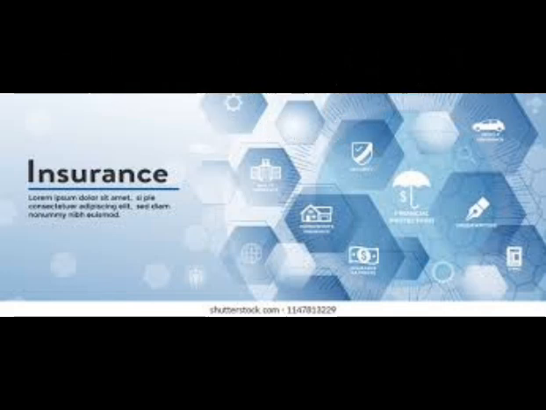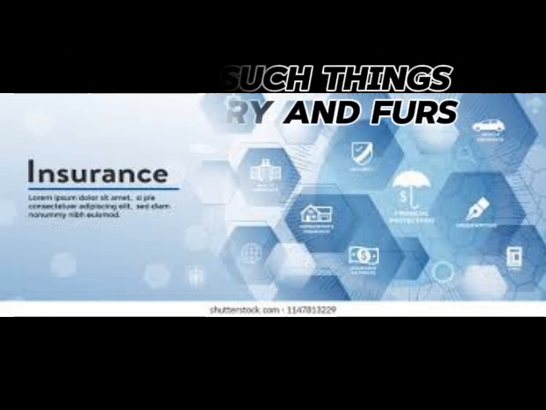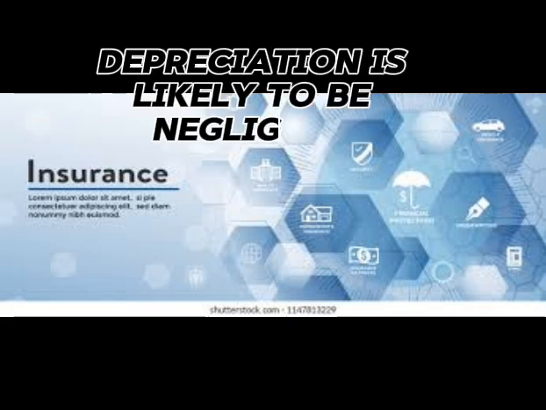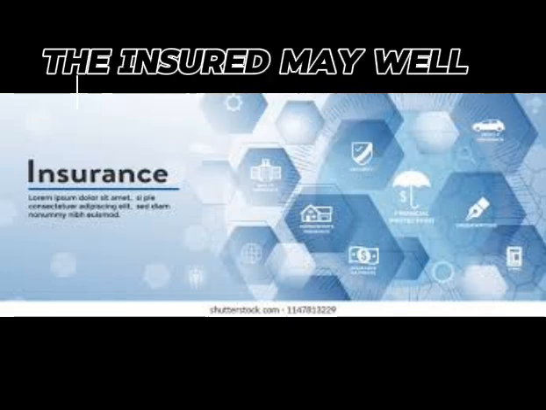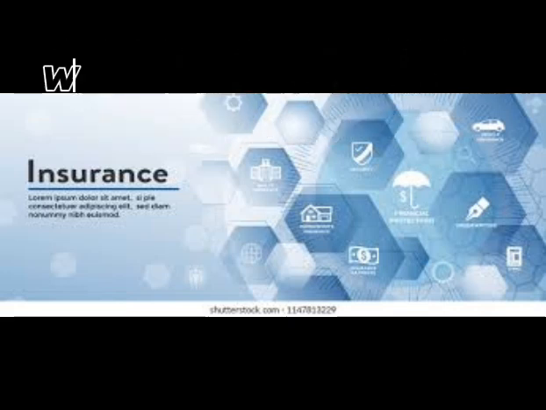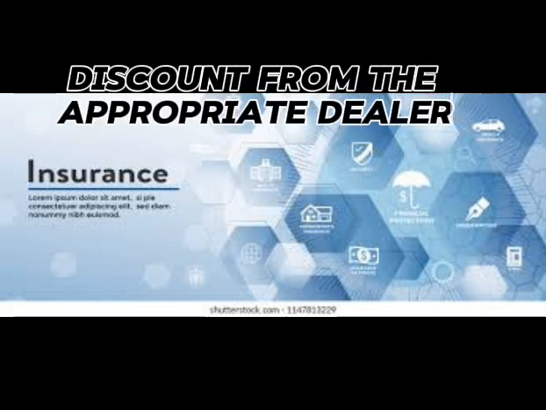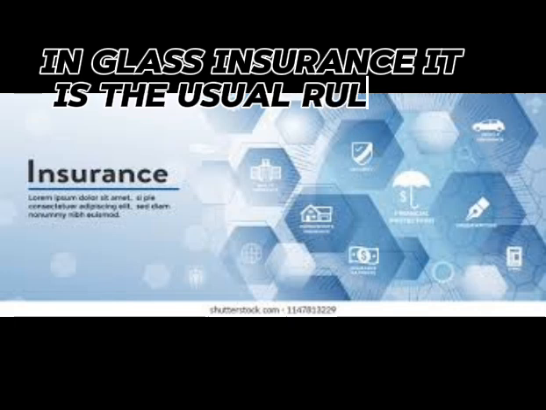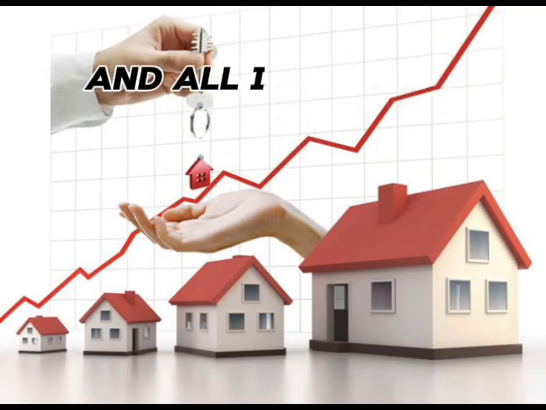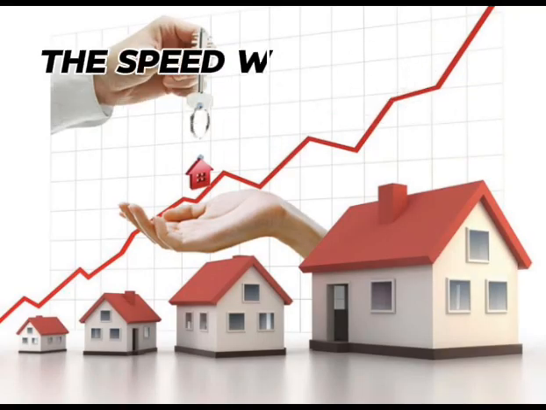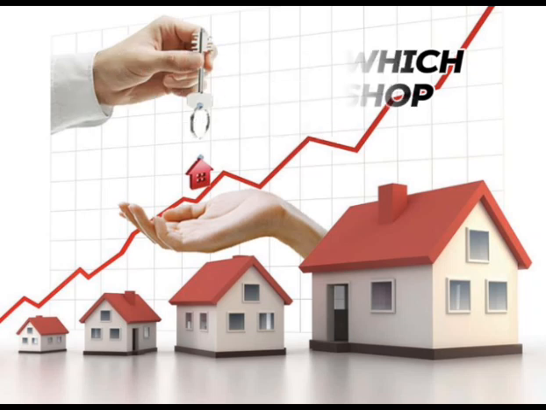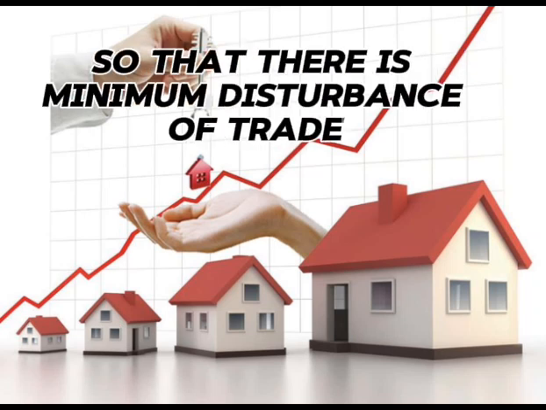With a very new item or with such things as jewelry and furs, depreciation is likely to be negligible and the insured may well be content with a new replacement, which might possibly be acquired at a discount from the appropriate dealer. In glass insurance, it is the usual rule to replace, and all insurers pride themselves on the speed with which they replace shop windows so that there is minimum disturbance of trade.